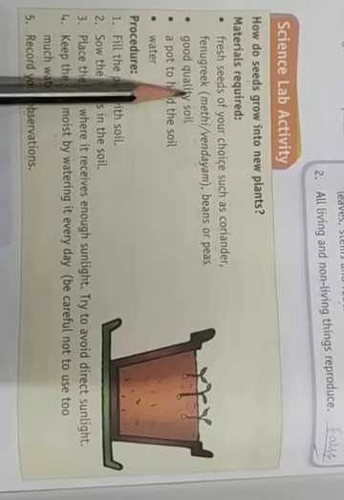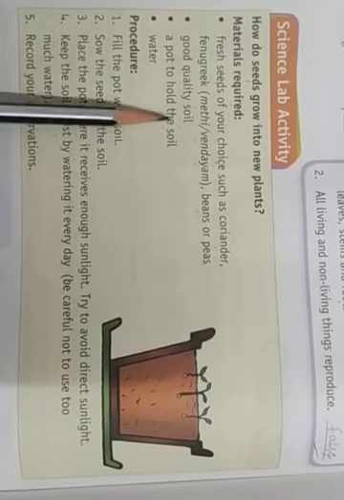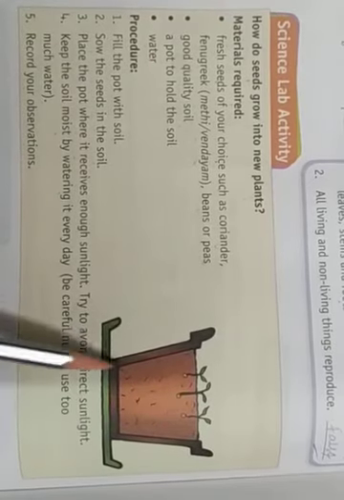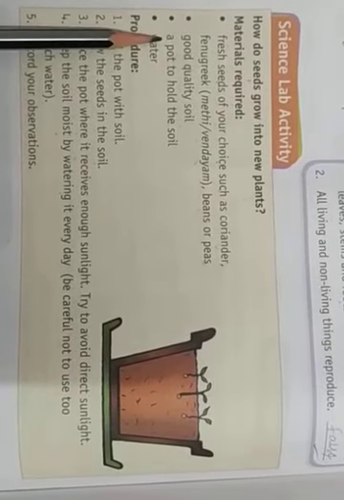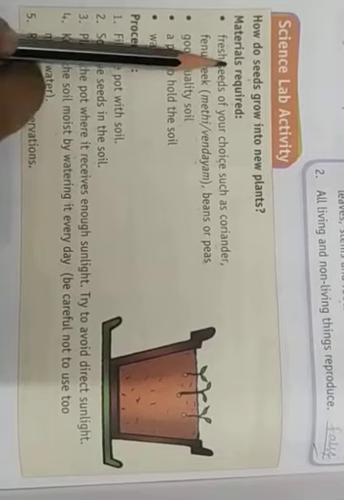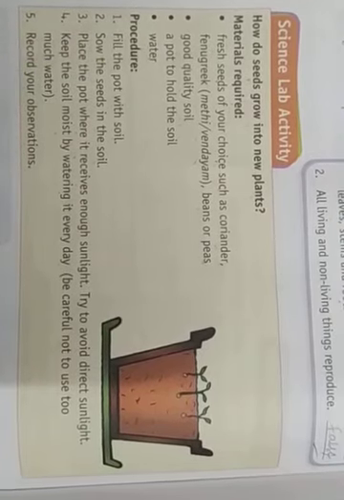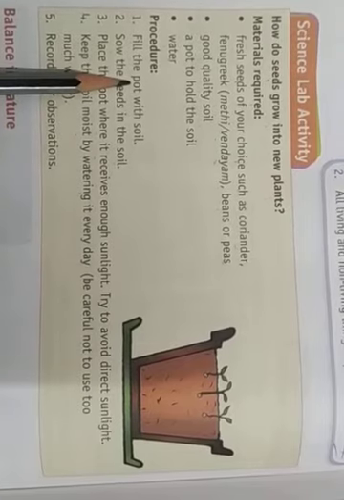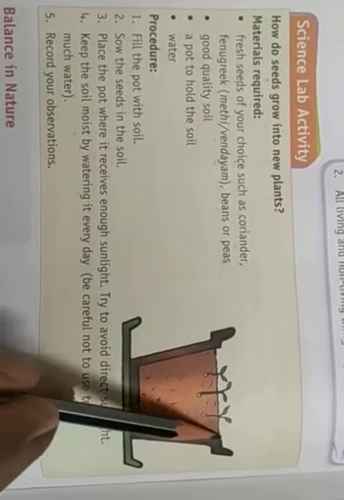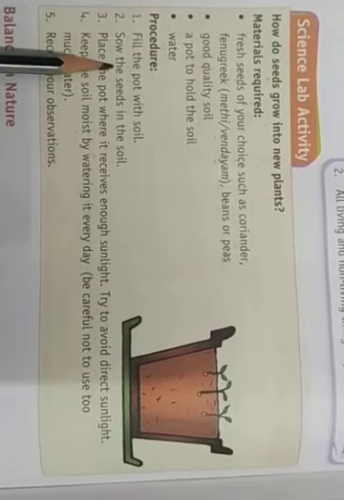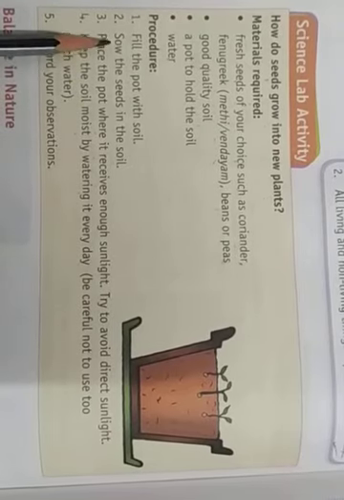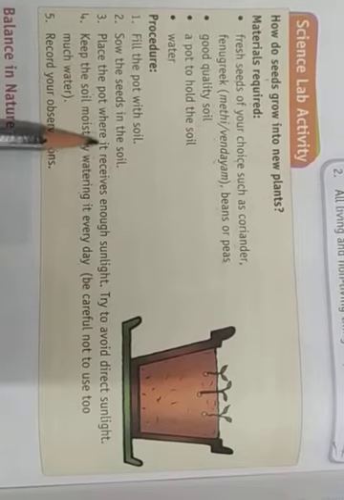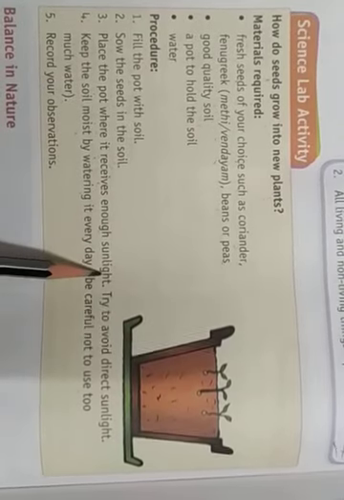Right? Good quality soil. You need a good quality soil, a pot to hold the soil, and water. These are the materials required. The procedure to plant the seeds is: fill the pot with soil. Sow the seeds in the soil. Place the pot where it receives enough sunlight.